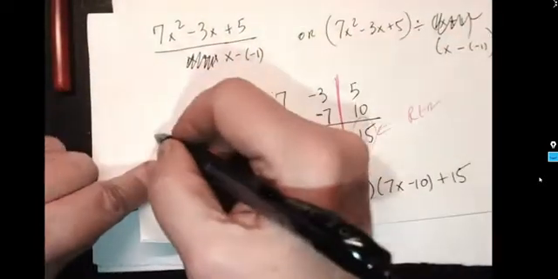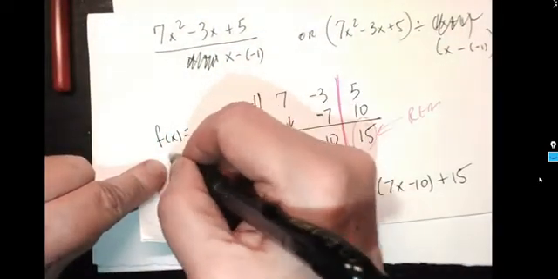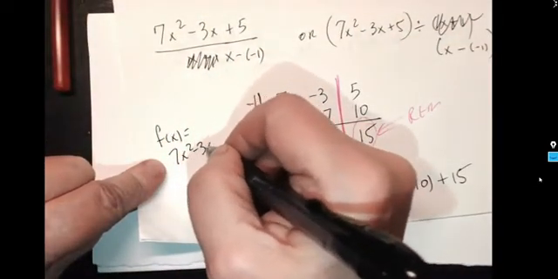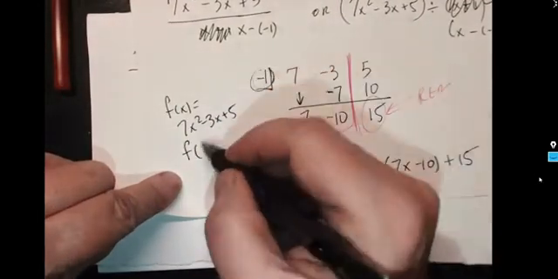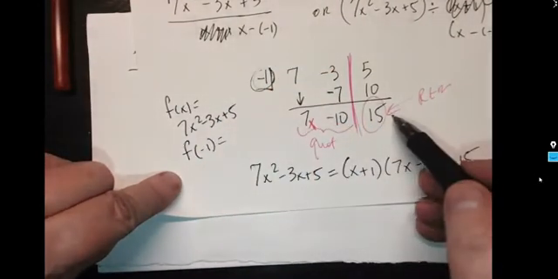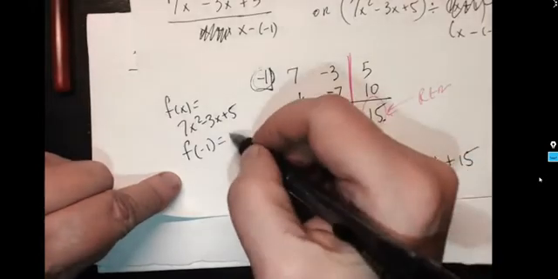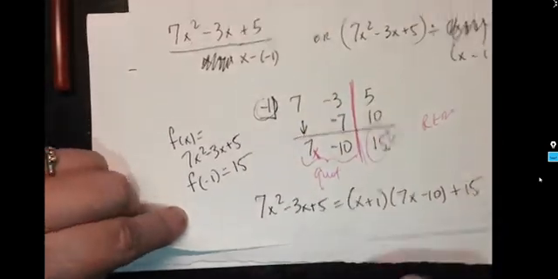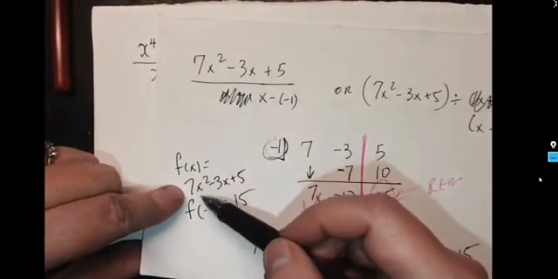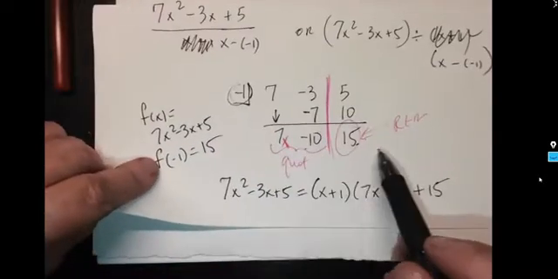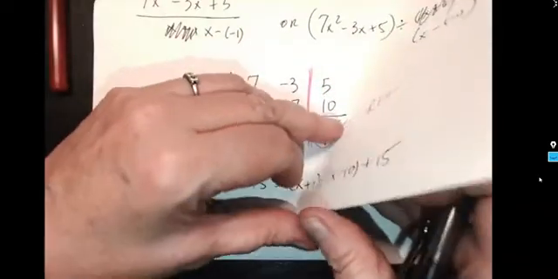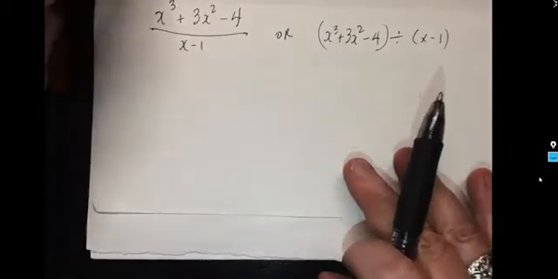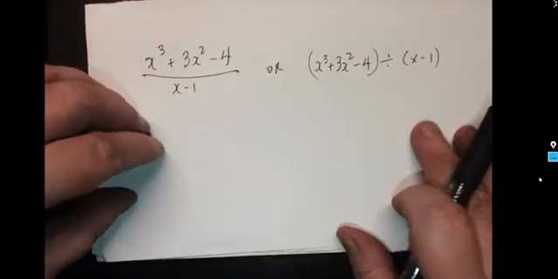If I let f of x be equal to that, then what is f evaluated at negative 1? It's equal to whatever the remainder is. Okay. And I could check that by plugging x equals negative 1 into that, but I already have the answer to that there.